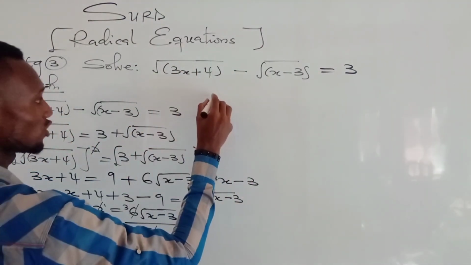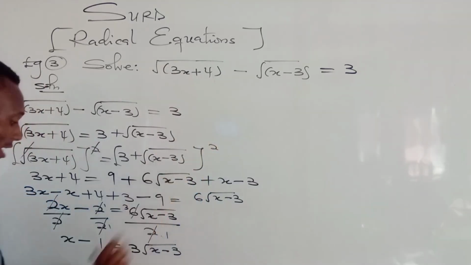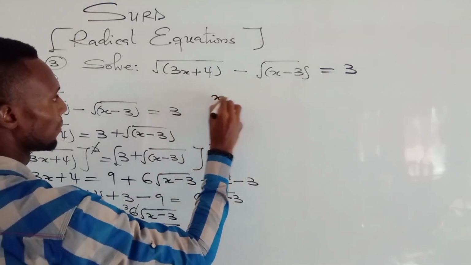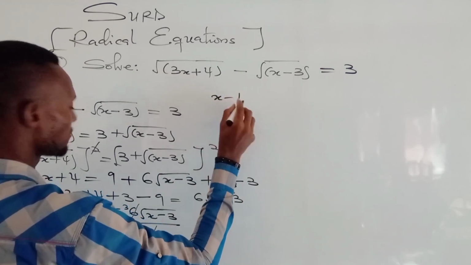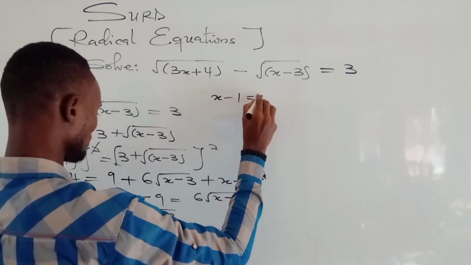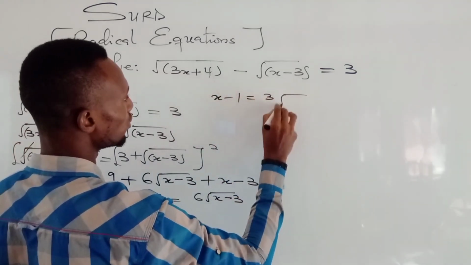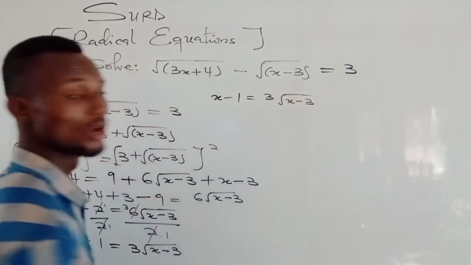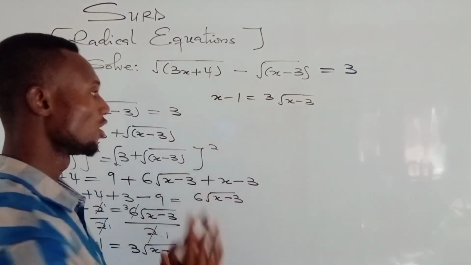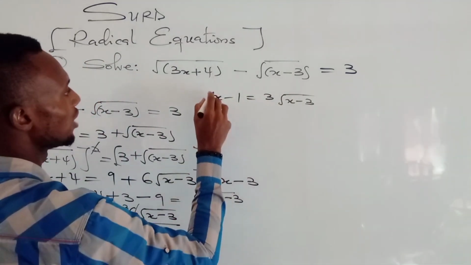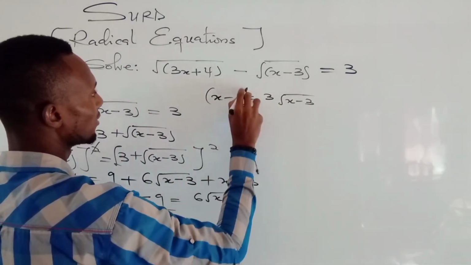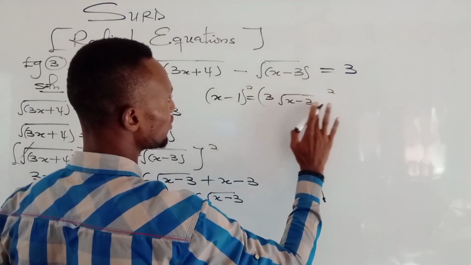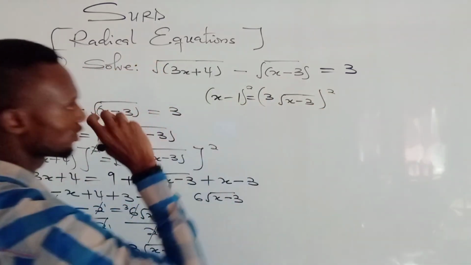So I'm going to repeat what I have left here down here, which is the s minus 1. I hope you are following. Equals to 3 root s minus 3. So now we are going to square both sides of the equation. I'm going to square this side and also square this side. I hope you understand and you agree with me up to this point.